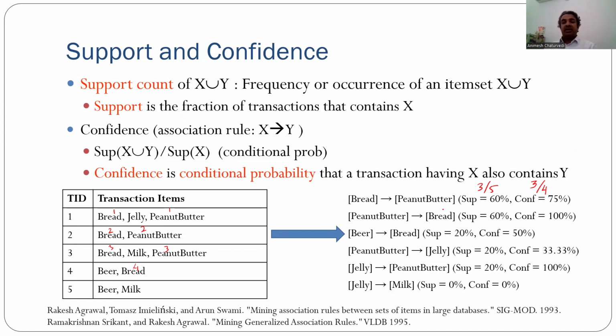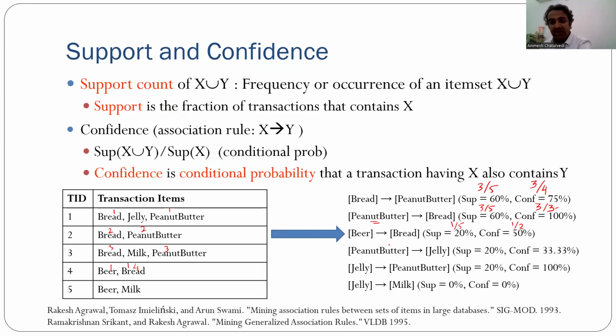If you calculate peanut butter implies bread, the support will be the same, 3 by 5, because both occur three times out of five transactions. But here peanut butter is appearing only three times, which is actually a conditional probability, such that X has already appeared, then we calculate the occurrence of both of them. Then beer and bread: the support is 1 by 5, because beer and bread are appearing only one time together, and the confidence is 1 by 2.